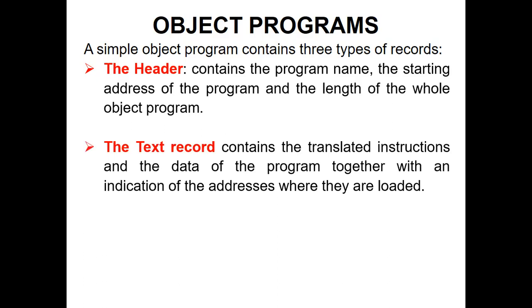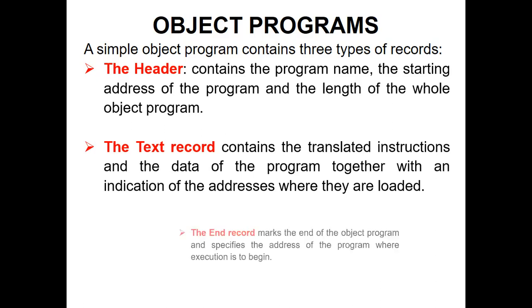Then we have other records which we call text records. The text records are the ones which consist of the instructions and the data which were generated when we were translating into machine language. So these are the machine language instructions plus the data of the program. Now it also contains where each instruction is going to be found in memory. That means it also consists of the address where these instructions are loaded.